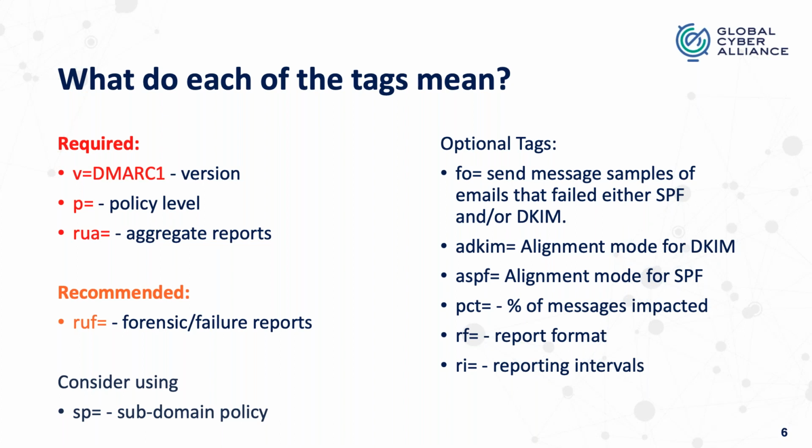After v=DMARC1, you have to put a semicolon. As you'll see in the examples as we go along, there will be a semicolon after each tag. That semicolon is required for proper syntax, and it also defines that this is the end of the tag, and then this is the next tag.